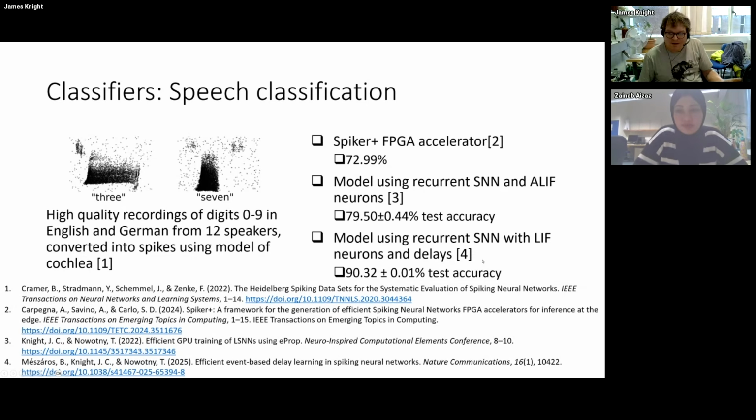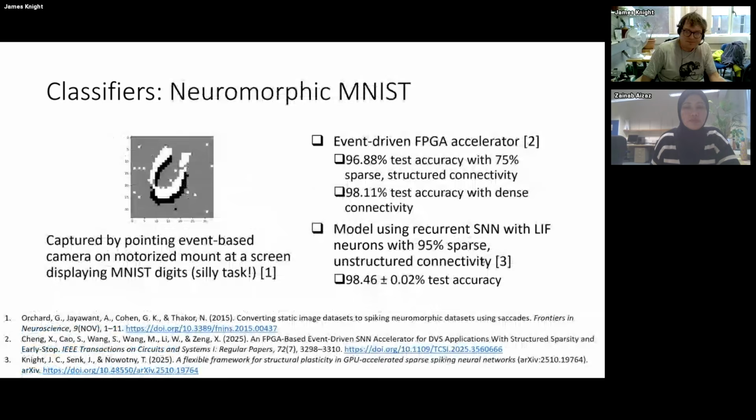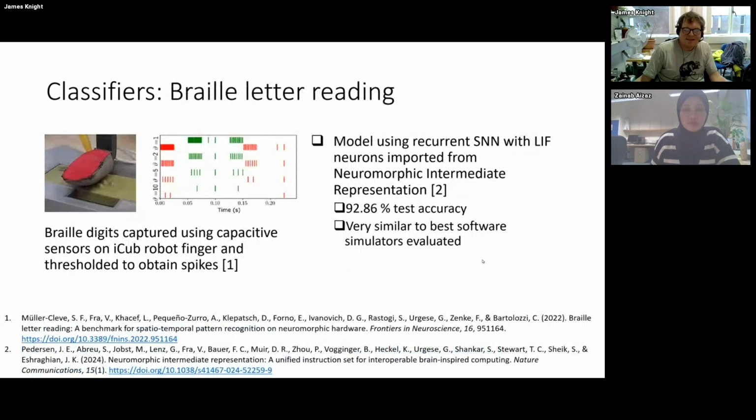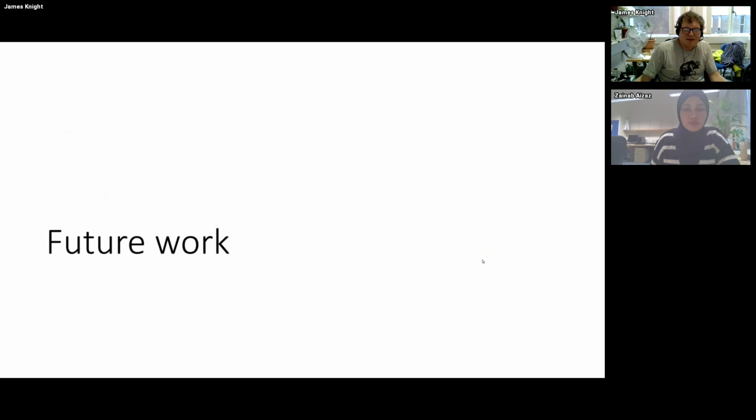And then by also adding support for delays, we got this up to 90%, which is getting close to state of the art. So basically, the conclusion here is that by adding support for this more flexible set of neurons, we can get much better actual task accuracy. Okay, there are some other data sets. I'll skip these two, I'm afraid.